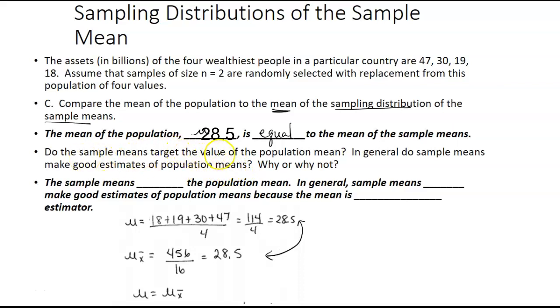Okay, do the sample means target the value of the population mean? In general, do sample means make good estimates of the population mean? So the sample means target the population mean. In general, sample means do make good estimates of population means because the mean is an unbiased estimator.